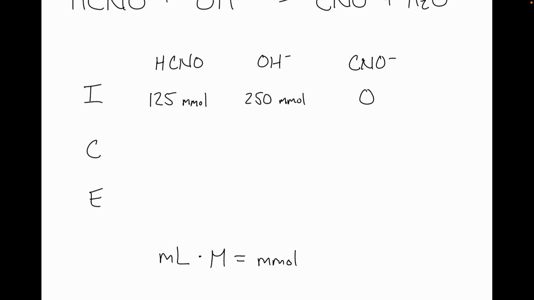I got more base than I need here, so all of that 125 millimoles of weak acid are going to be reacted. And that's as much base as I can have reacted, right? I can't have more base reacting than I have acid. They react in this 1-to-1 ratio.